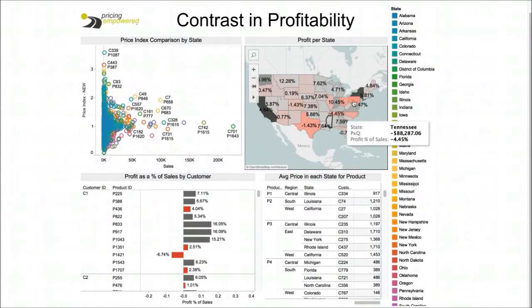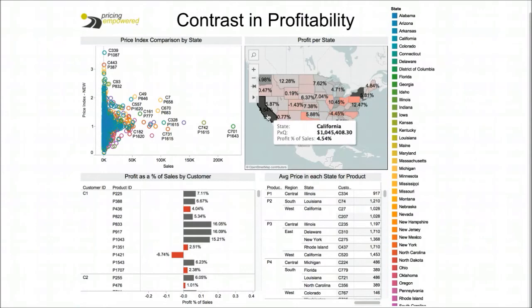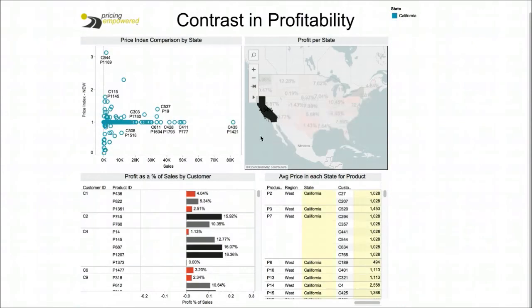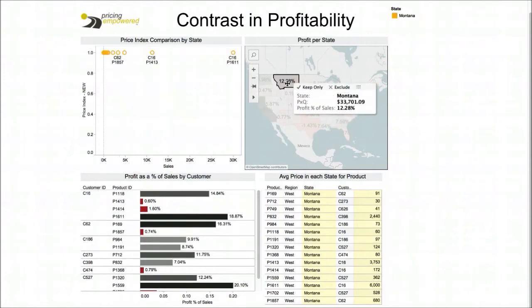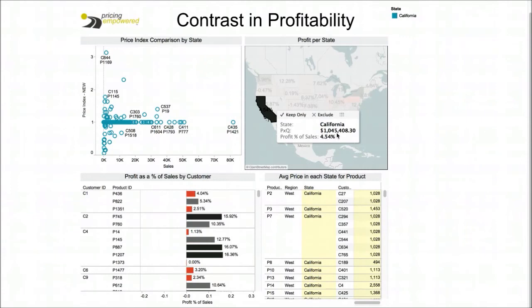So it makes sense that California, Texas, New York are all the darkest colors because they are large markets and thus create larger sales amounts. We also want to explore which states are keeping more of that profit, which are the labels for profit as a percent of sales. California, for example, has $1,045,408 in profit and a 4.5% margin retained from sales.